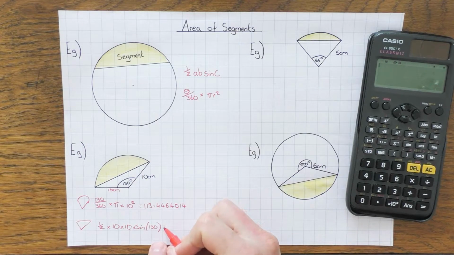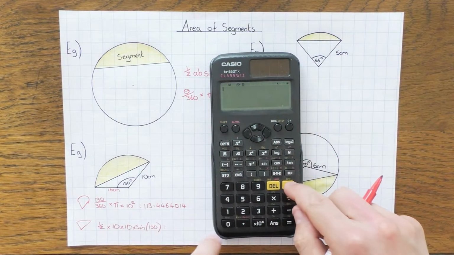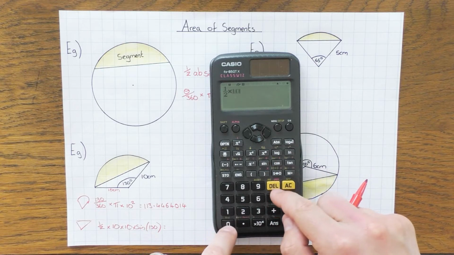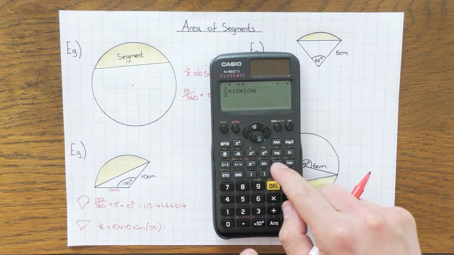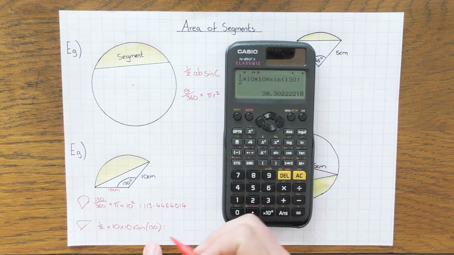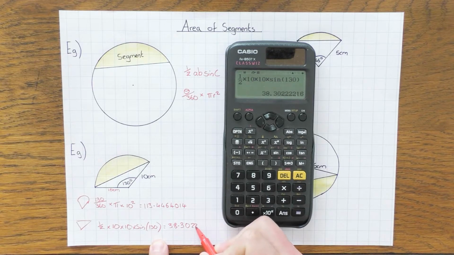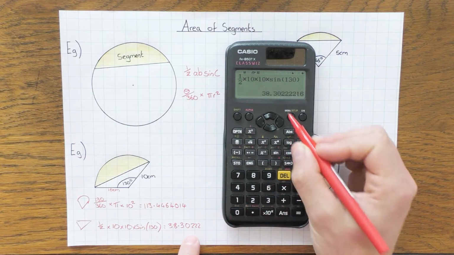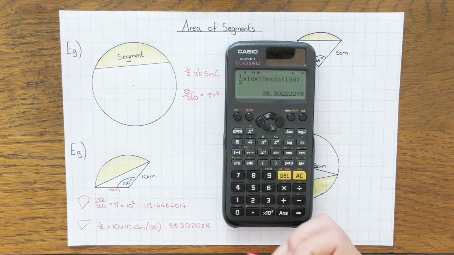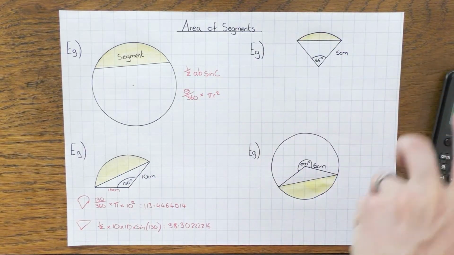If we put that into the calculator, we've got a half. You can use 0.5 for that, to be fair. Probably be a bit quicker. And close the bracket. We have 38.30222416. Then all you've got to do is take the two away.